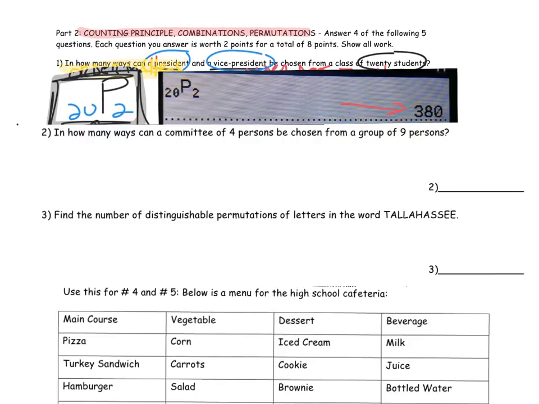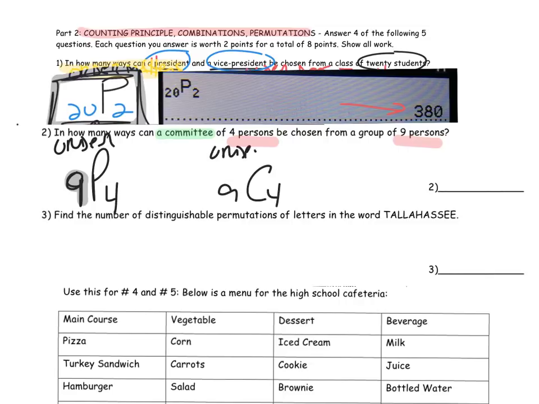For problem 2, how many ways can a committee be chosen of 4 people from a group of 9 people? Well, once again, your answer is either going to be 9P4 if you think order matters, or 9C4 if you think order doesn't matter.